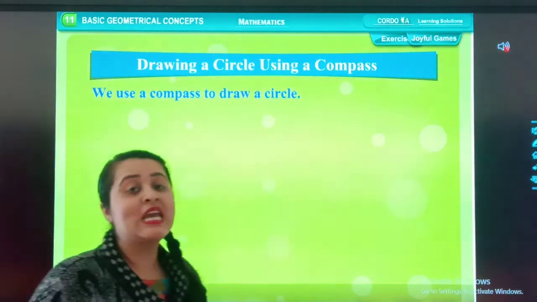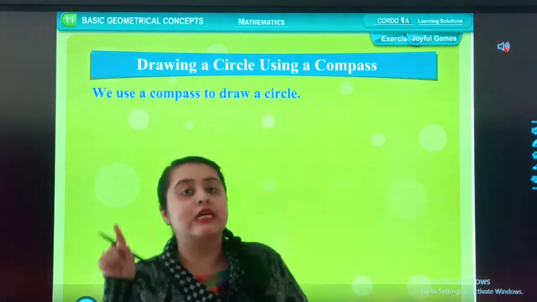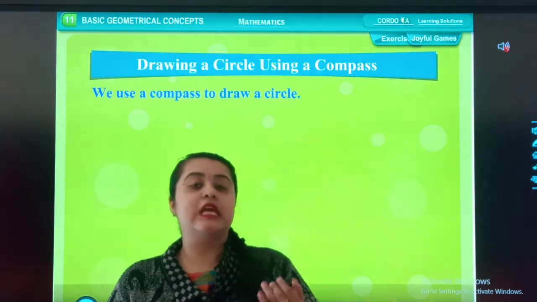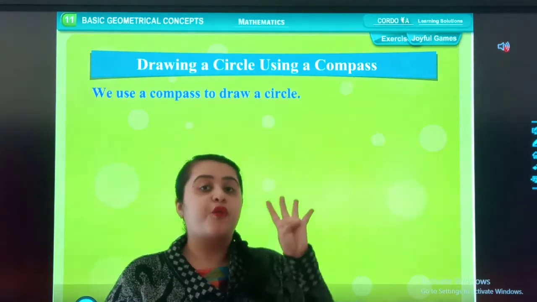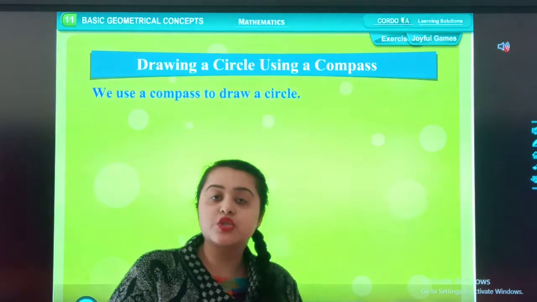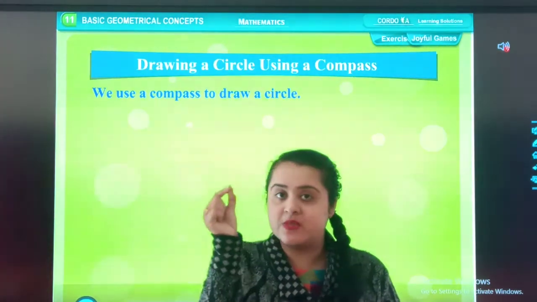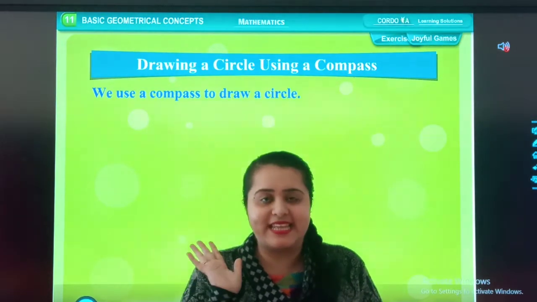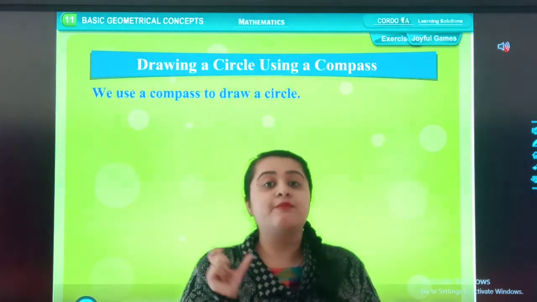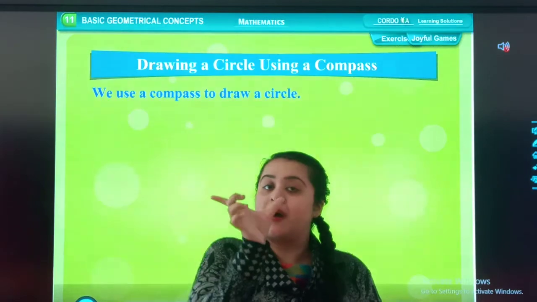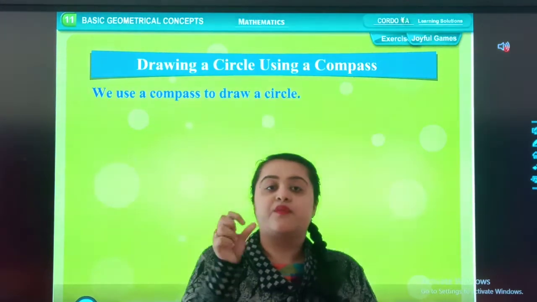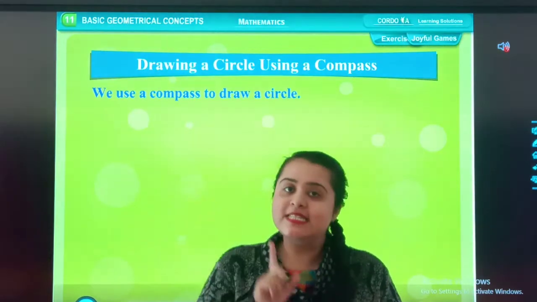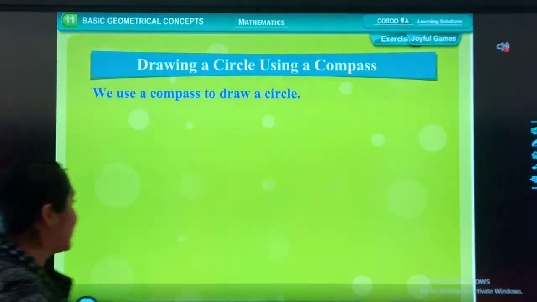Now we will see how we can draw a circle with a given measurement. For example, I am asking you to draw a circle of 4 centimeter. So what will you do? First you will make a point, the center point, and name it with any alphabet. Then with the help of a scale and ruler, you will mark that 4 centimeter. Then you place the compass on the named point, and then you will draw the circle. See, we will have a look.